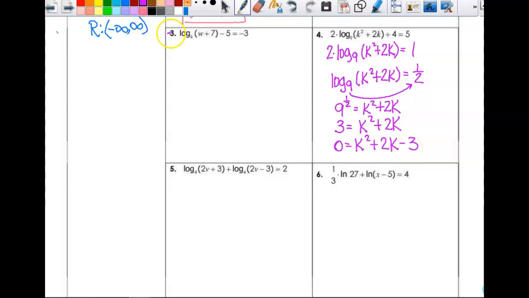And I've kind of run out of room, and we're not doing number 3, so I'm going to move my work up here. So go ahead and factor it, because I know that you can, and solve for k. Factor it, I'm going to come thump you in the head.